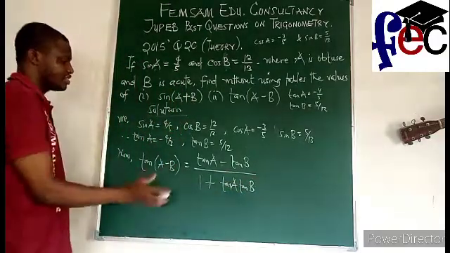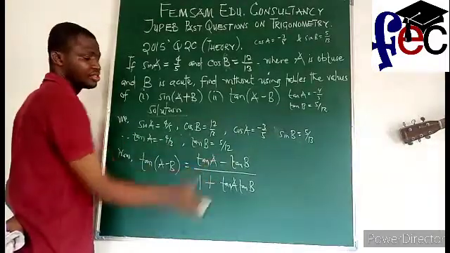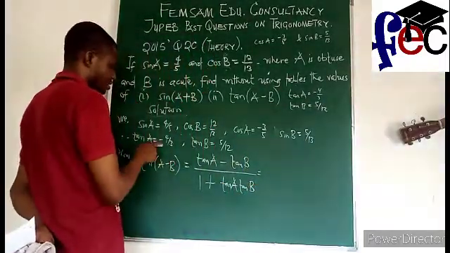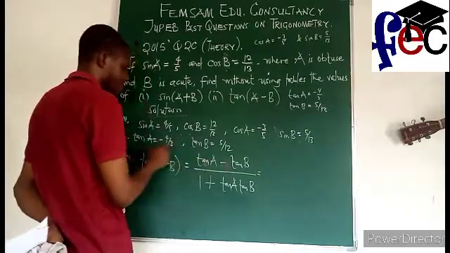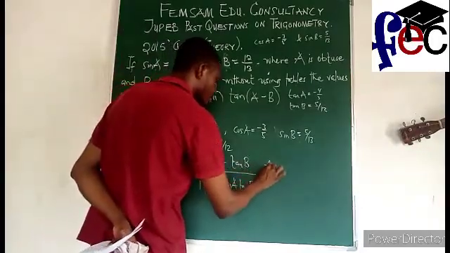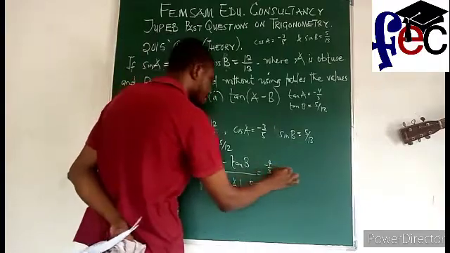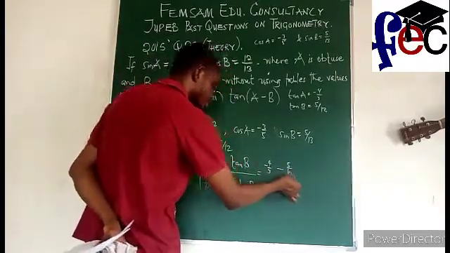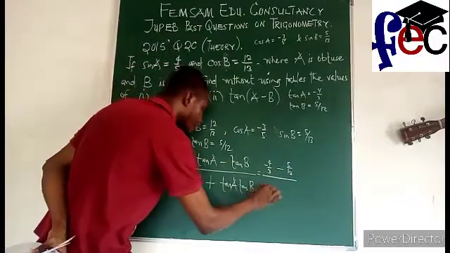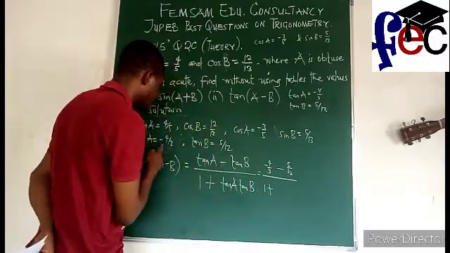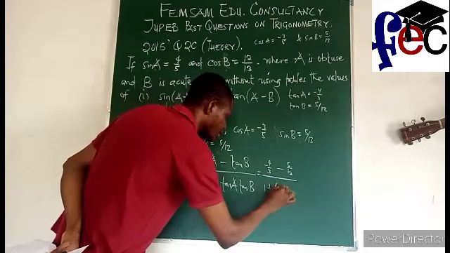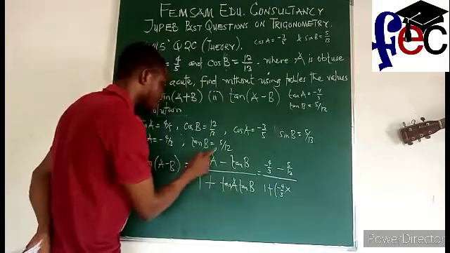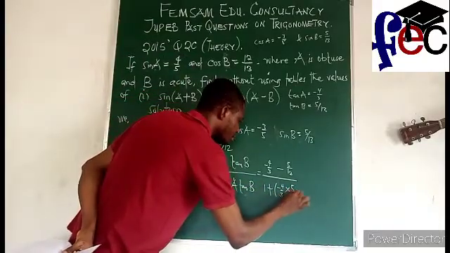Alright, so our duty is just to substitute these values into this expression. And that makes our work easy. So this will become tan A is minus 4 over 3. This minus, tan B is 5 over 12. Divide by 1 plus tan A, which is minus 4 over 3, multiplied by tan B, which is 5 over 12.